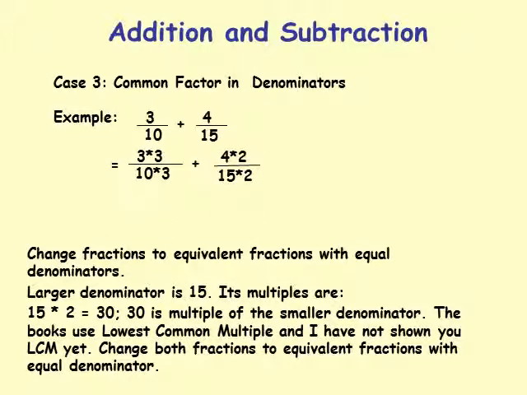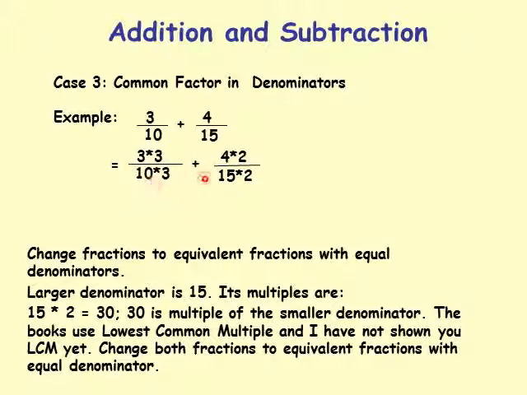So we change that to 3 times 3 divided by 10 times 3 for the left part of the plus, and 4 times 2 divided by 15 times 2 for the right part after the plus sign. So before the plus sign we multiply and divide by 3, and after the plus sign we multiply and divide by 2. We got 30 in the common denominator.